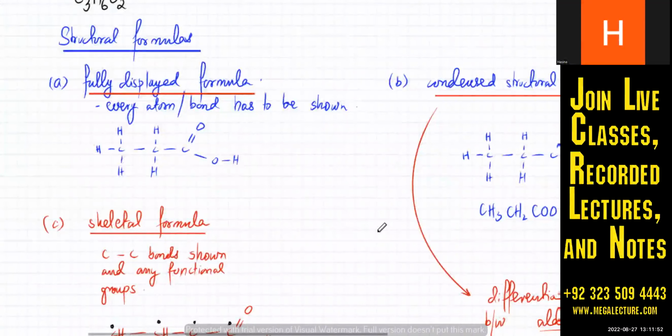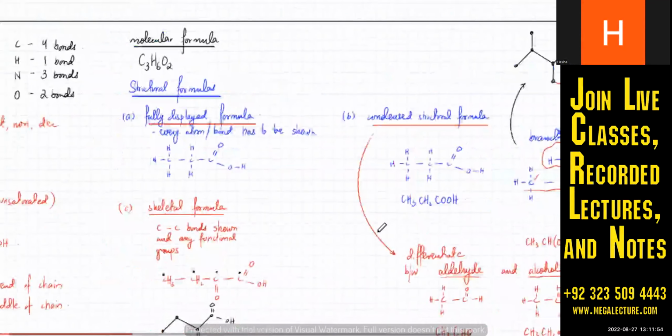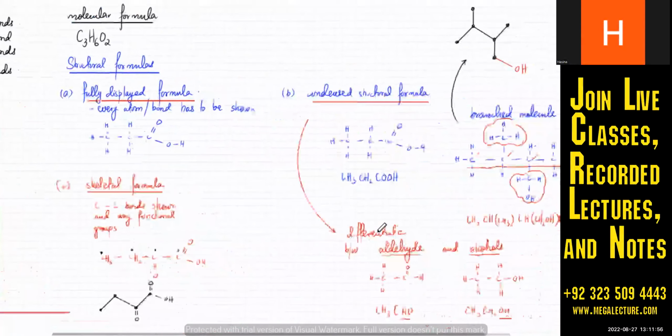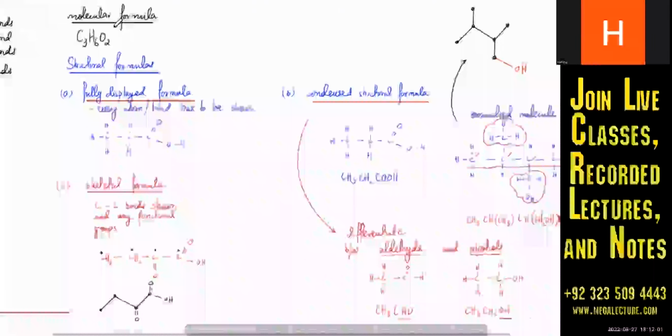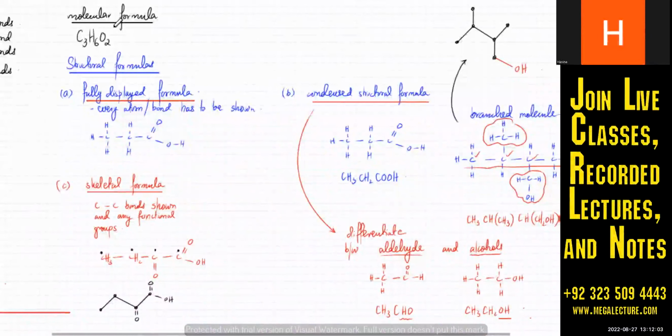And you should know how many types of formulas you've got. You've got a molecular formula, which tells you no information about the structure. It just tells you how many atoms it's got. You've got a fully displayed formula. In fully displayed formulas, you show every single bond. Every single bond is shown.